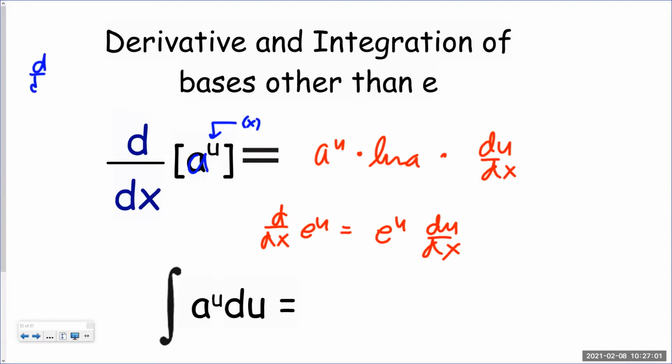The derivative of x cubed is not an a to the u problem. Are you guys good with that? The derivative of x cubed is a power rule problem. That's 3x squared. But the derivative of 3 to the x, now do you see it's an a to the u problem? The derivative of 3 to the x is a to the u ln of a times du dx. So you copy it, a to the u, you multiply it by the ln of 3, and then you multiply it by the derivative of your u. This is your u. So the derivative of x is 1. Okay, so everybody see that?